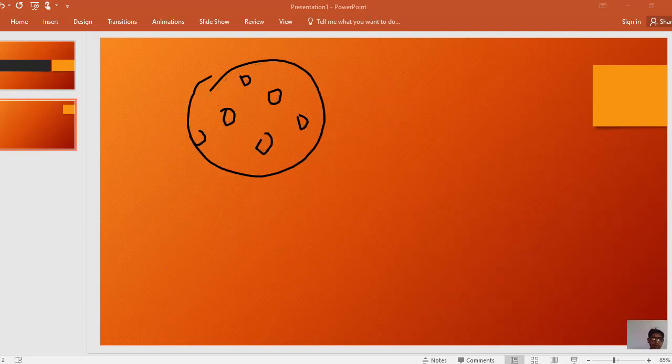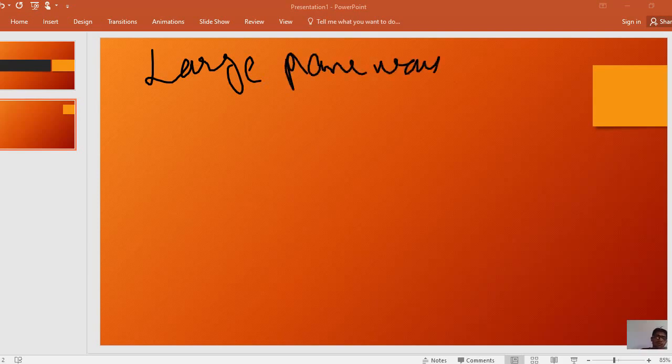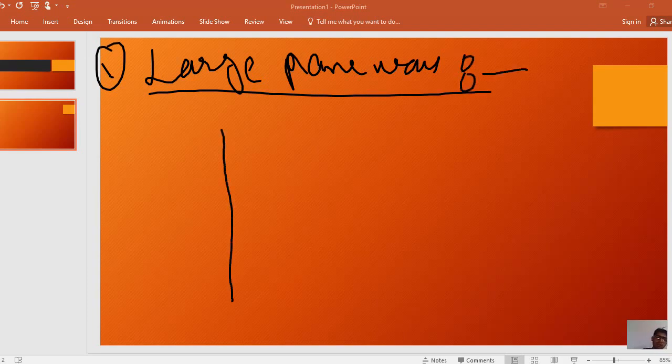Now we will see what the transient heat conduction in a large plane wall will be. First of all we will study the transient heat conduction in a large plane wall. Suppose this is a large plane wall.